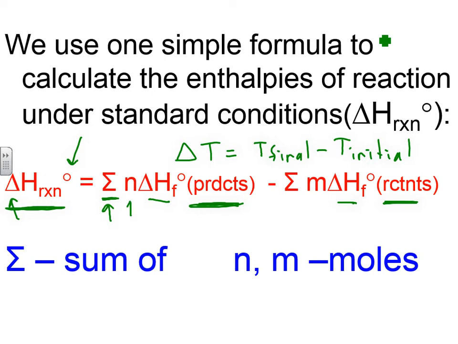So if you have 2 moles of one of the products and 3 moles of the other, you have to multiply the delta H by 2 and by 3. We'll do an example and it'll make more sense. So this fancy equation actually just simply means add up the products and subtract from the reactants, because delta means final minus initial, or products minus reactants. So let's go ahead and do an example, and that will do it for us.